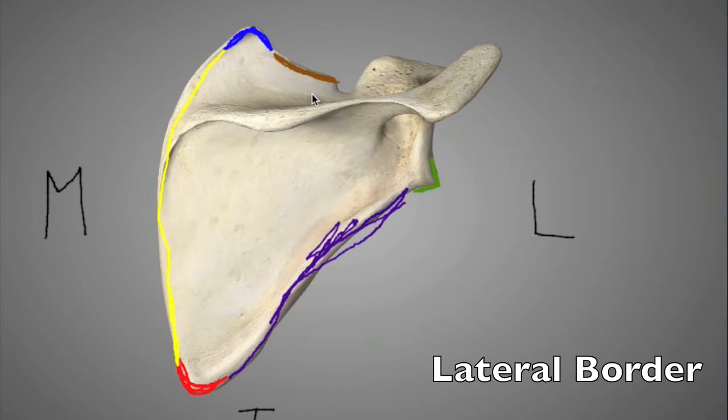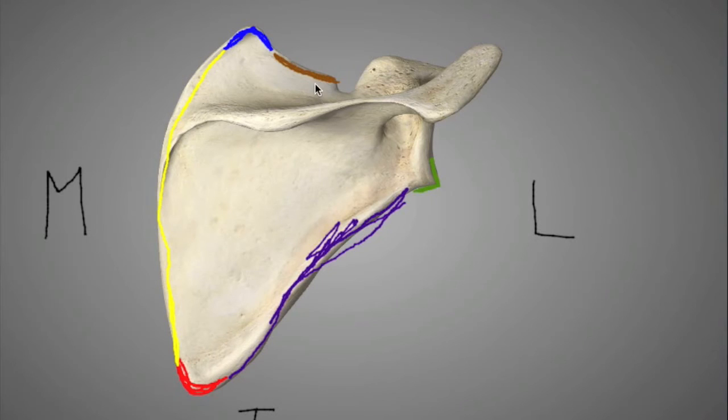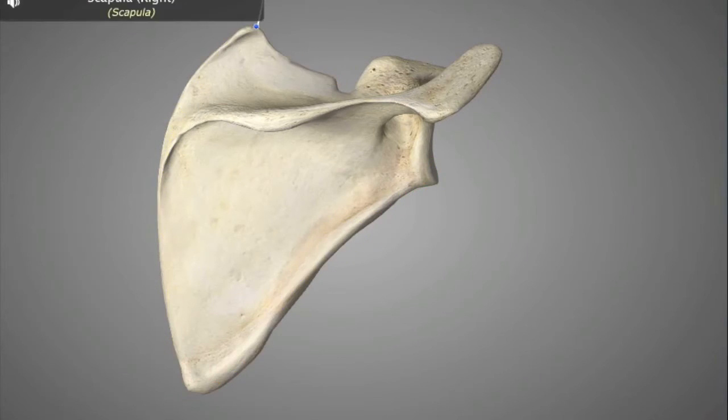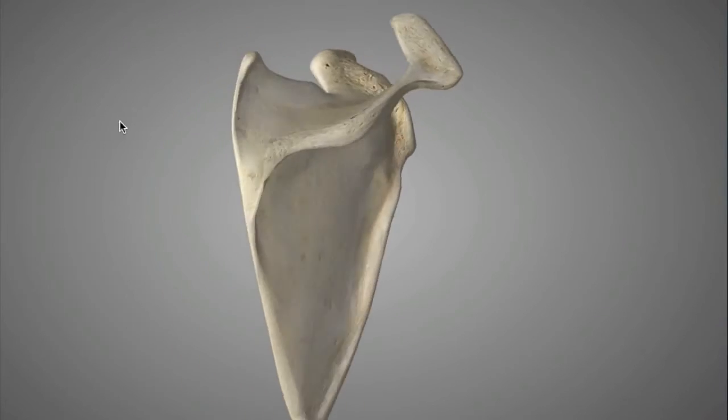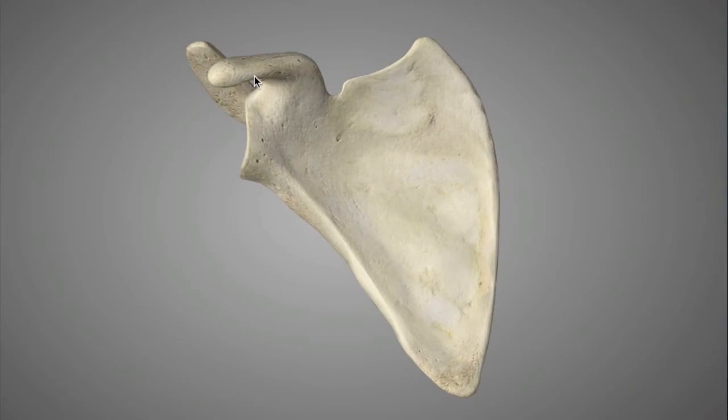Okay, so quick review. Superior border. Superior angle, medial border, inferior angle. We have our lateral border and our lateral angle. So let's rotate around to an anterior view and we'll do it all over. So let's do our anatomical positions first. This is now lateral. This is now medial. This is superior. And this is inferior.